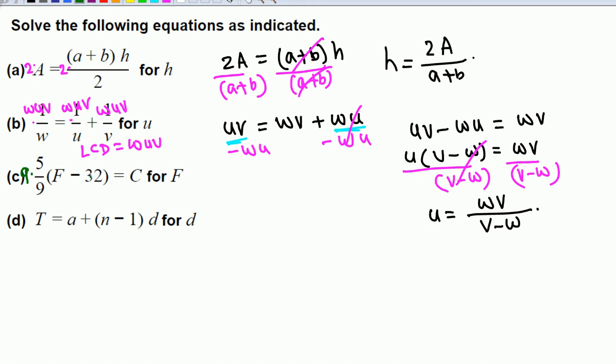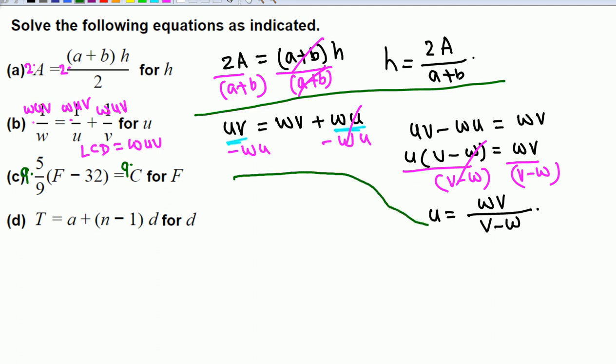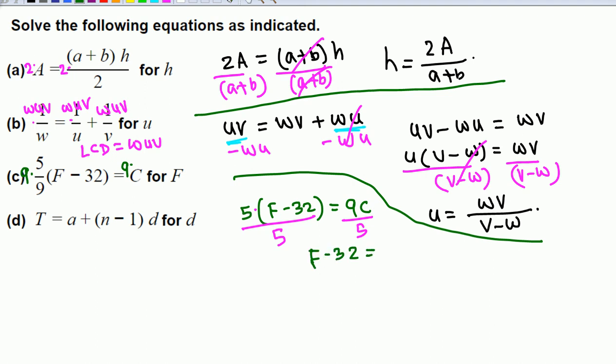So 9 times left hand side equals 9 times right hand side, and we get, 9 cancel, 5 times quantity F minus 32 equals 9 times C, 9C. We were supposed to isolate F, which is inside there. Now we have two ways. We can distribute 5 or we can move 5 over, either way. It's 5 times everything, so we can divide both sides by 5. Then 5, 5 cancel, F minus 32 equals 9C over 5, which is the same as 9 fifths C.